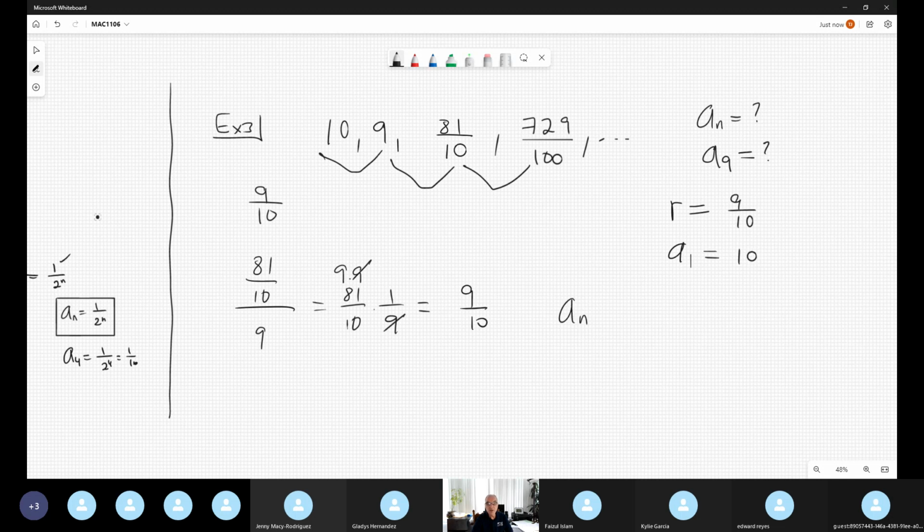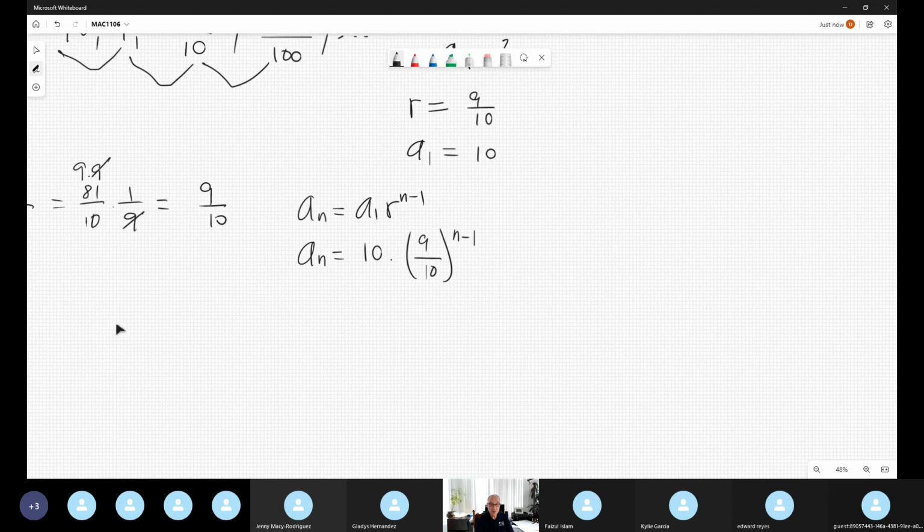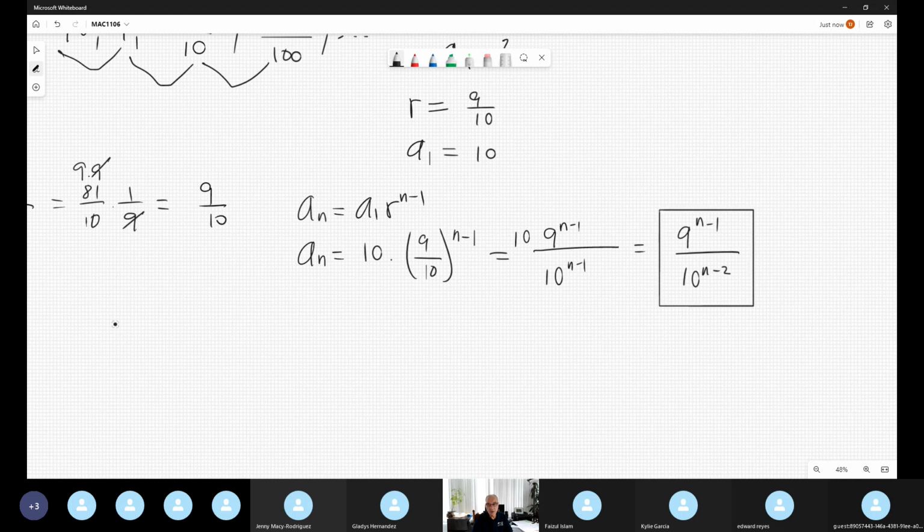Now ready to apply the formula. The formula is A1 r to the n minus 1. A sub n is equal to 10 times 9 over 10 raised to the n minus 1. You can leave it like that, you can. However, in my opinion, it's better to do something here. It's 9 raised to the n minus 1 on top, and 10 times 10 to the n minus 1. And why not the same base? You can subtract and give me n minus 2. So 9 to the n minus 1 divided by 10 to the n minus 2. It's one possibility. Or leave it like that.